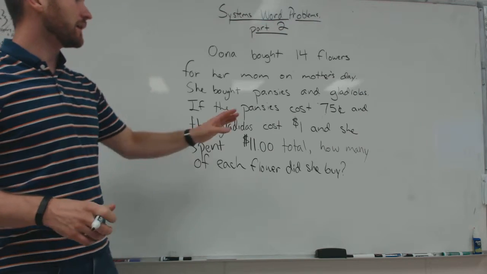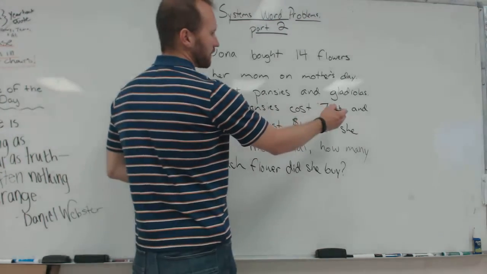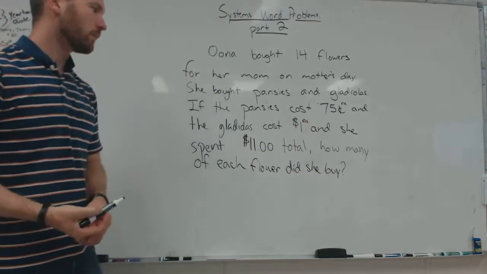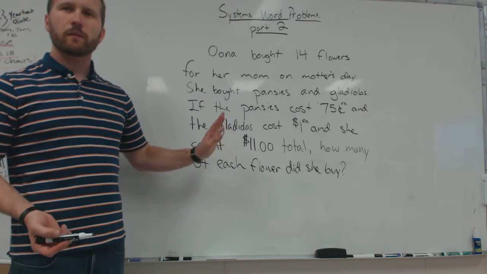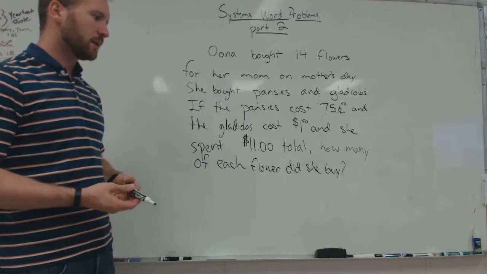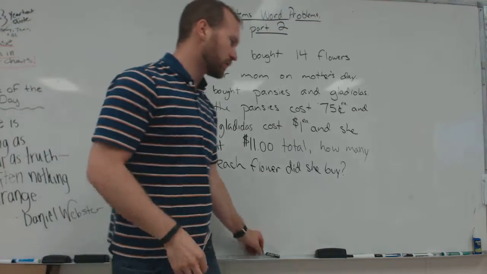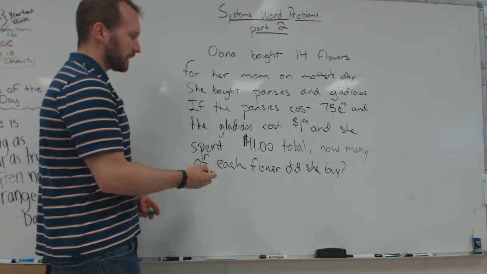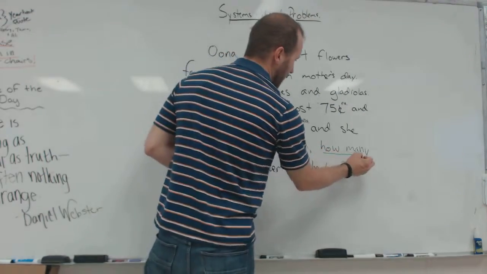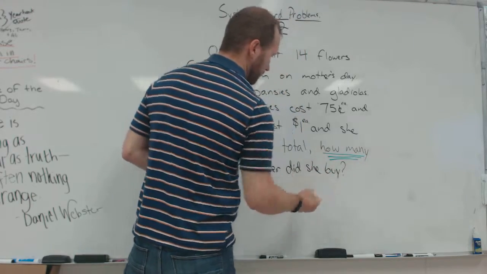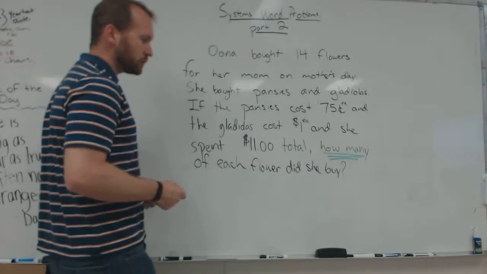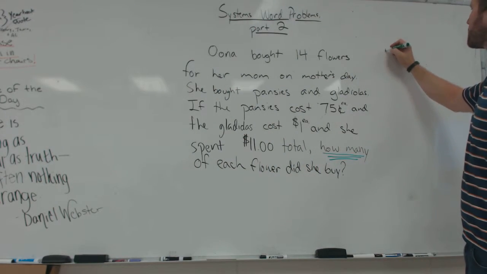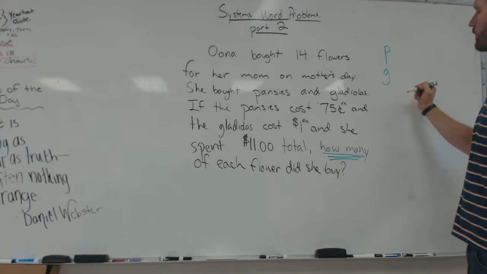So I kind of wrote this a little weird. It should say it cost 75 cents each, $1 each. Now, what's different about this than the types of systems of equations word problems that we did last time? The main thing is that they're asking us how many. So I'm going to have two variables here, P for pansies and G for gladiolas.